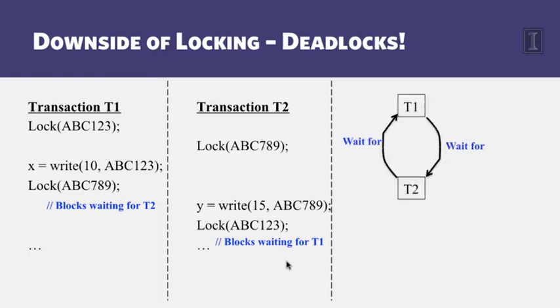Okay, so this is shown by this wait-for graph, where T1 is waiting for T2 to release the lock on object ABC789, and T2 is waiting for T1 to release the lock on object ABC123. Okay, this is an example of a deadlock where these transactions T1 and T2 will not make any more progress ever at all unless you do something about it. Okay, so deadlocks can happen in any system that uses a locking approach.